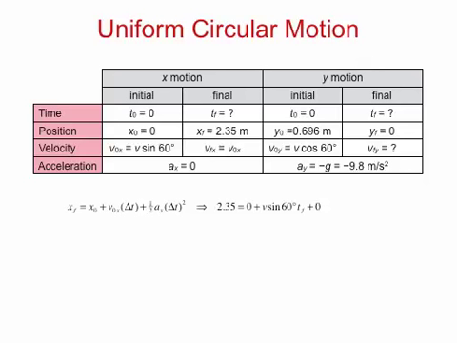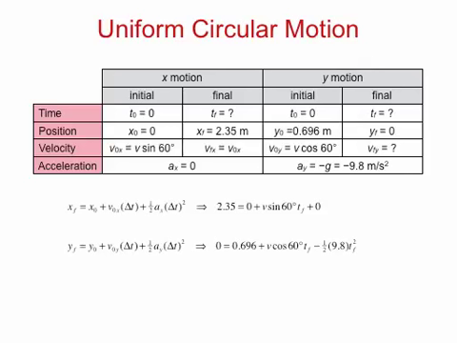This equation has two unknowns, so we can't solve for v yet. We need another equation in these two unknowns. We get that from the first constant acceleration equation for the y motion. Plugging in numbers gives 0 equals 0.696 plus v cosine 60 degrees times t final minus 1/2 times 9.8 times t final squared. Now we have two equations in two unknowns, which means we can solve for both.